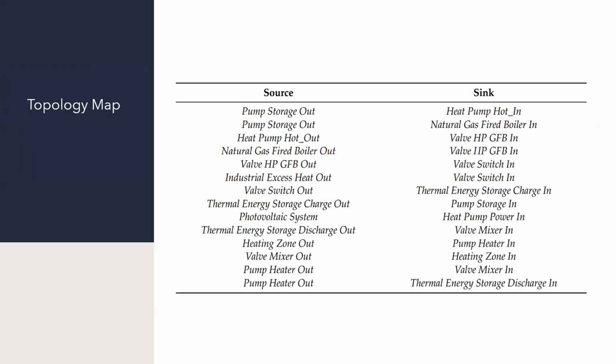To be more specific, what is the topology map? Here is the list of the sources for the topology map and what the sinks are based on the topology image. As you can see, the source is based on pump storage out, the heat pump hot out, valve HBG, FB out, valve switch out, and so on. And the sink starts from the heat pump hot in, natural gas fired boiler valve, and so on, all the way to the thermal energy storage discharge in.